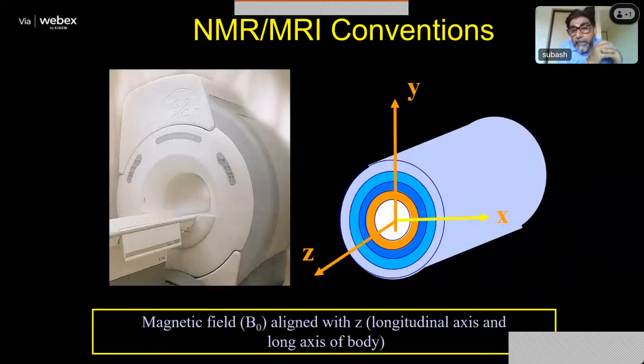This is a convention in MRI and NMR. The direction of the magnetic field is always taken in the z direction. Like you have a magnet on the left-hand side, it is on the axis of the magnet. The z direction is taken in and out. So the other two directions are the sagittal and the coronal planes.